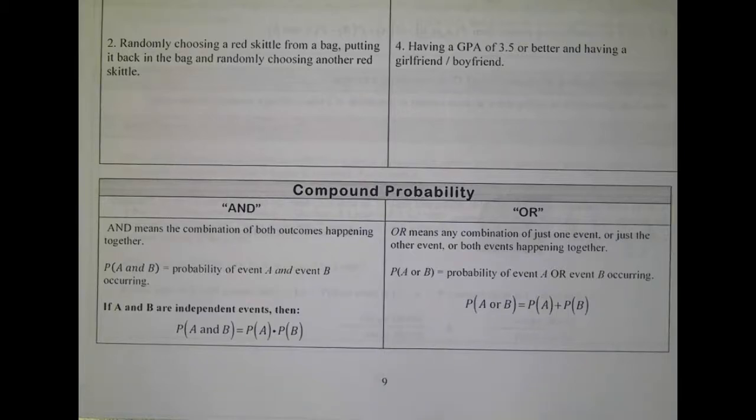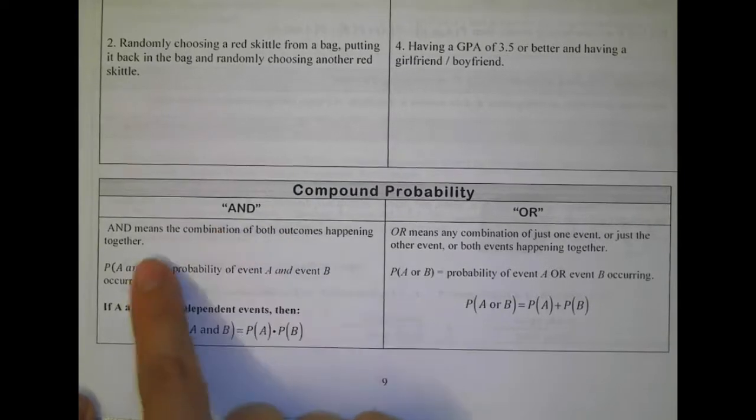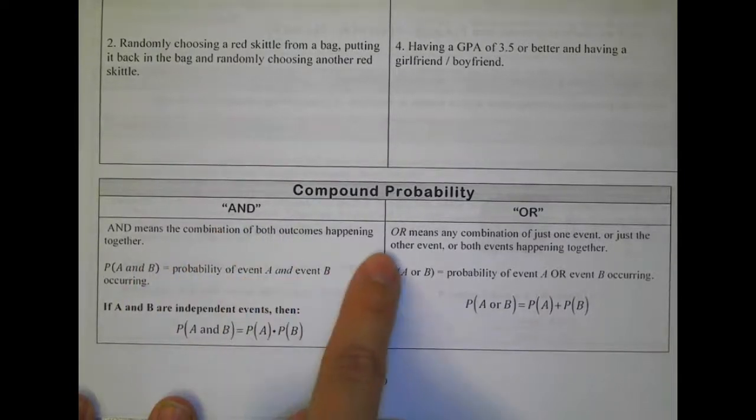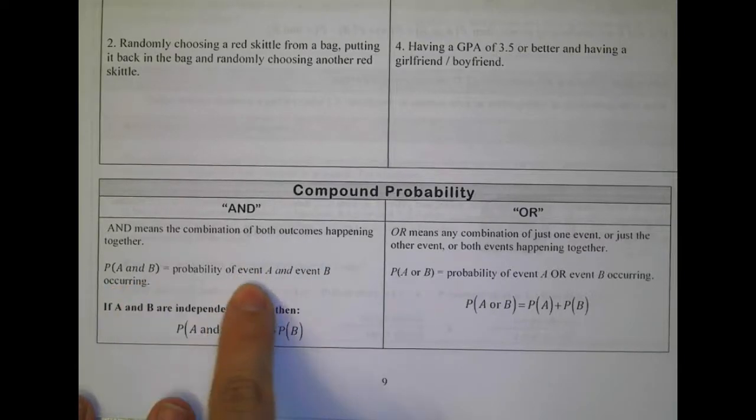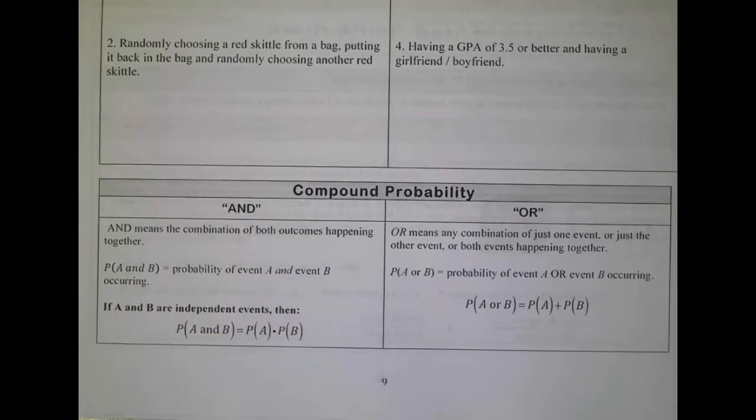Alright, 2 very important words that you're going to want to watch out for when you're dealing with probability problems. The word and means the combination of both outcomes happening together. The probability of A and B, the probability of event A and the event B occurring.